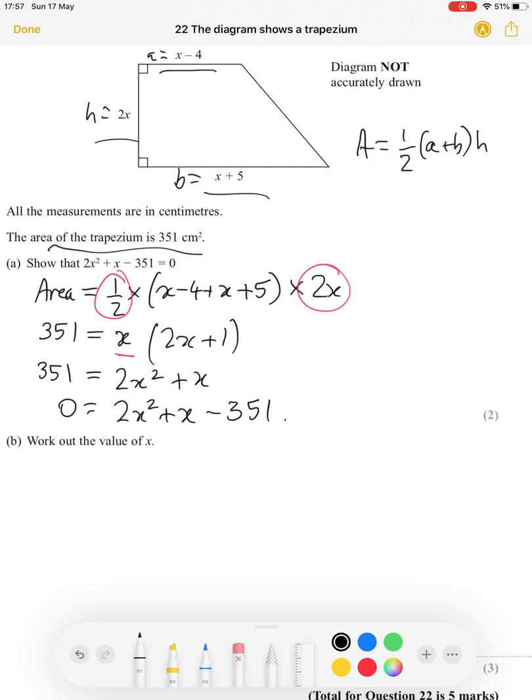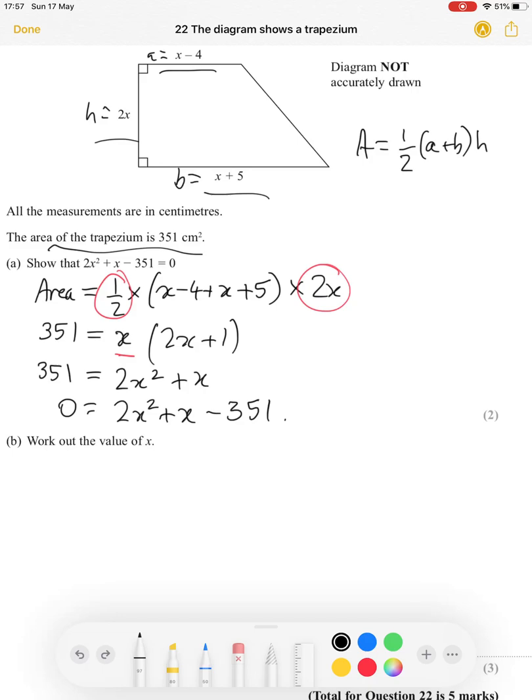So we're done. So you have to be careful. If you get a show that question, it's not asking you here to solve the equation. If you solve the equation in part A, you'll get 0 marks. It's not until we get to part B, where it asks us to work out the value of x, that we need to solve the equation. So now let's move on to part B.